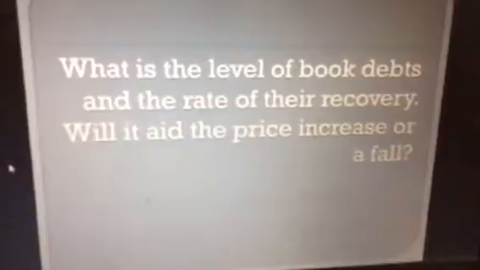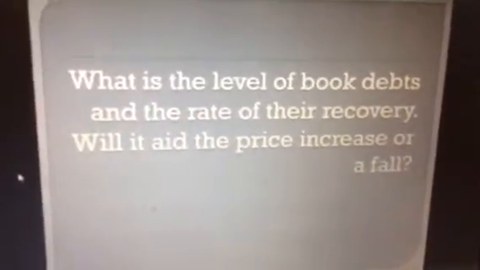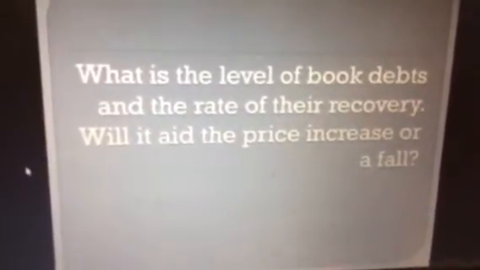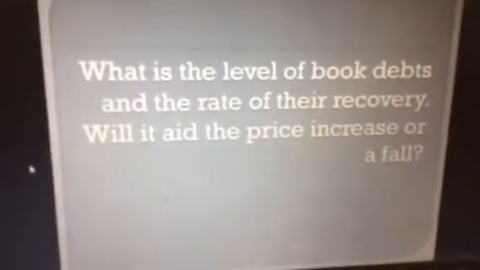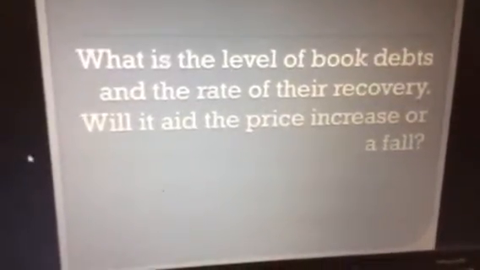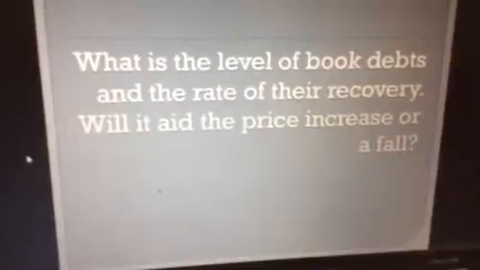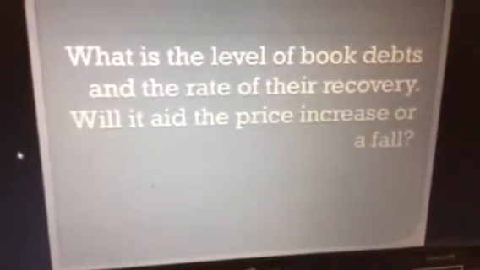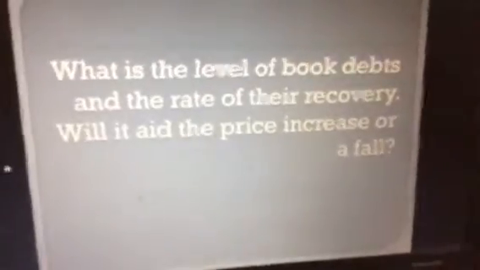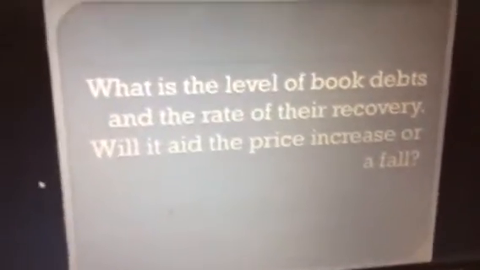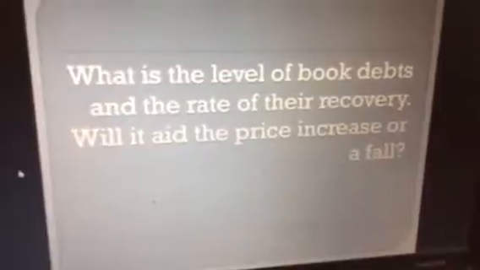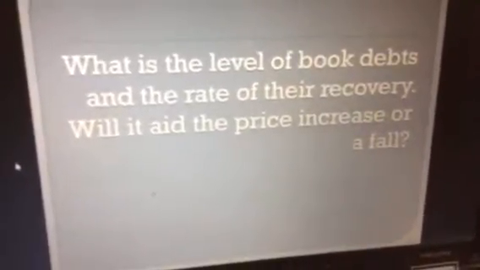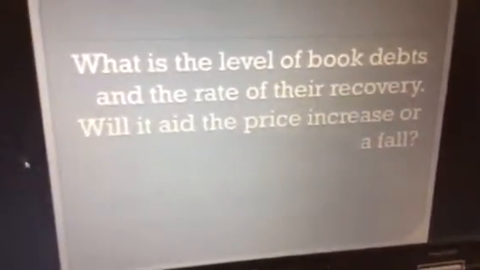The third question you have to ask is what is the level of book debts and the rate of their recovery? Will it aid the price increase or a fall? Because the level of book debts is the one thing that shows whether the running of the company is within the required level. The rate of recovery of book debts is the health sign for any company. If it is healthy, then the price will be aided.